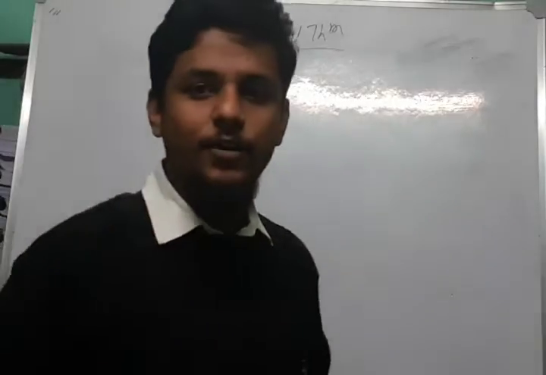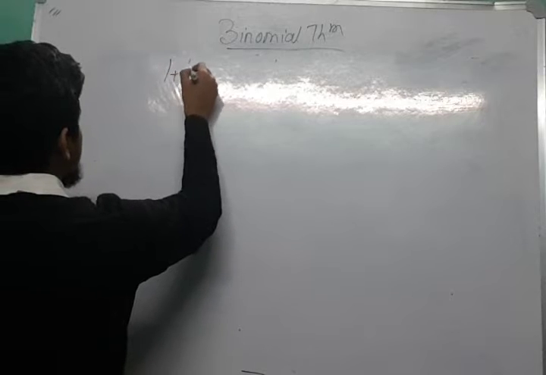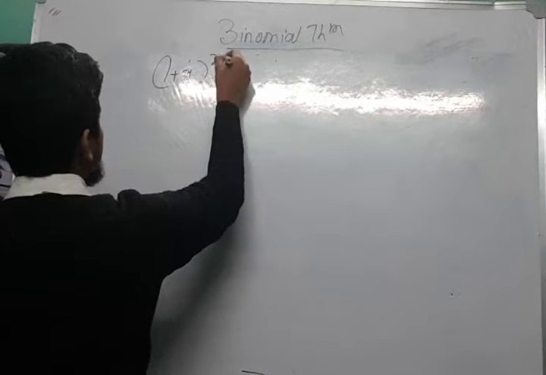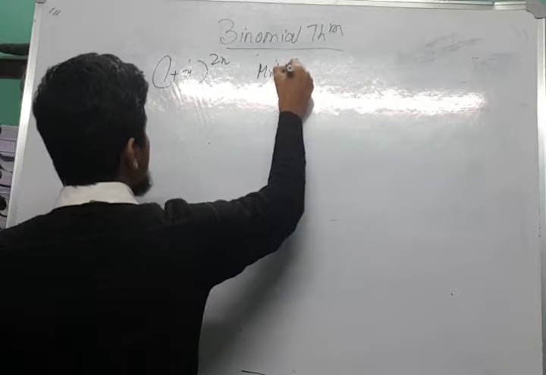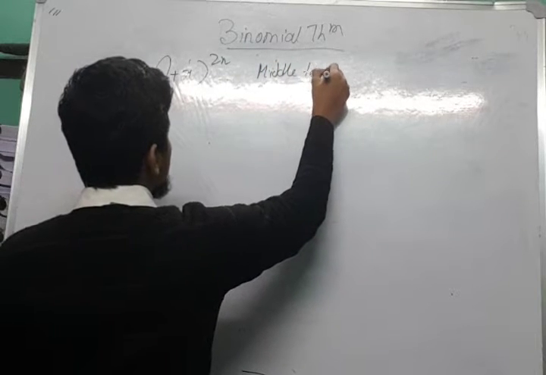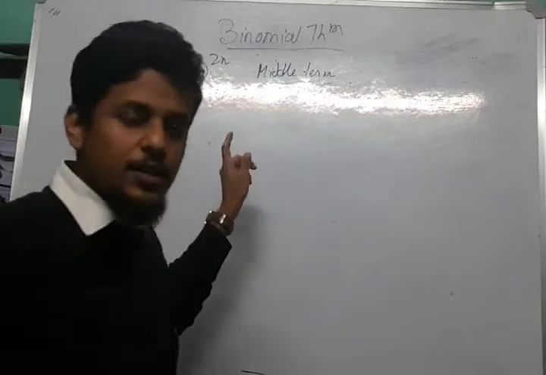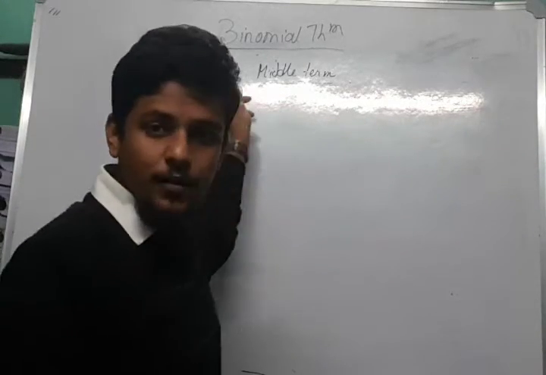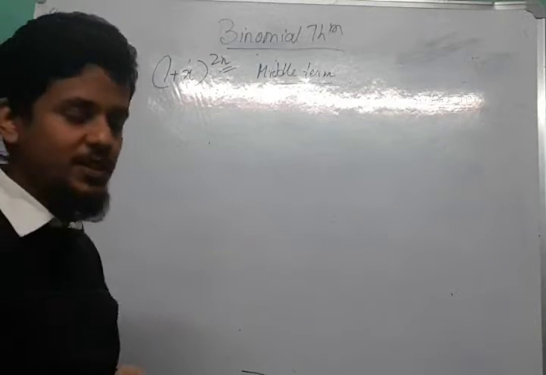Let us try to find out the middle term of this expansion. Suppose (1 + x)^(2n), and we need to find out the middle term. So this is what we need to find out. As you can see here, the power is 2n. So what will be the middle term in this case?